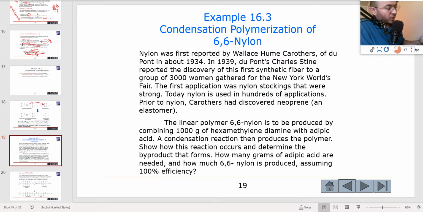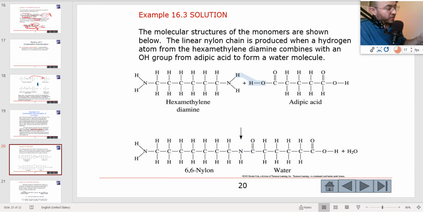One more example. Nylon was first reported, okay, this is just the history of nylon, and then a linear polymer, 6,6 nylon, is produced by combination of 1000 gram of hexamethylene diamine with adipic acid. A condensation reaction then produces it. How many grams of acid are needed for this, and how much is produced, assuming 100% efficiency? Let's look at this combination.